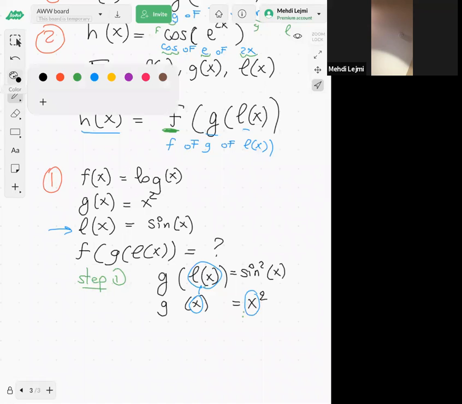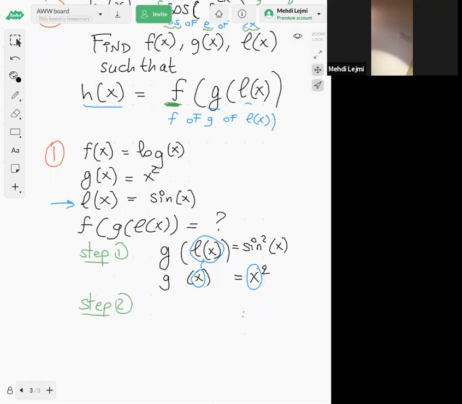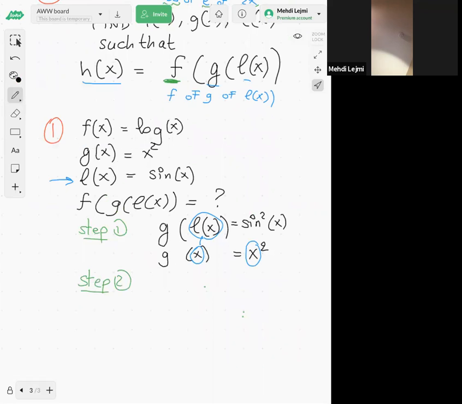And then, in the next step, we can compute f of g of L of x. So you know, f of x is log of x.